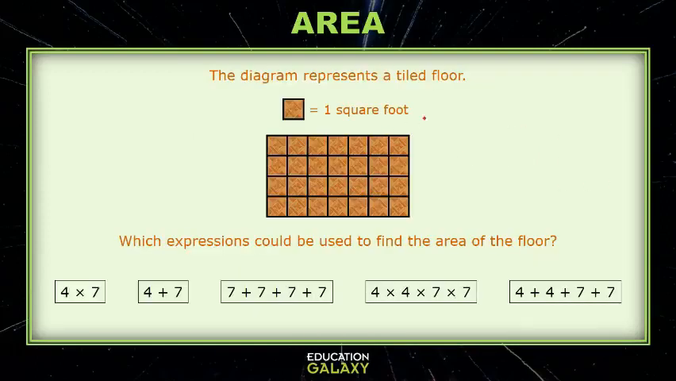Okay, we have a tiled floor here. Each little tile is a square foot, and we want to know which of these expressions can be used to find the area. Well, we've talked about 2 ways. One is repeated addition, so if I count here 1, 2, 3, 4, 5, 6, 7, I have 7 squares across, so if each row is 7, I can add 7 4 times, and we've talked about how that works, so this one is okay.